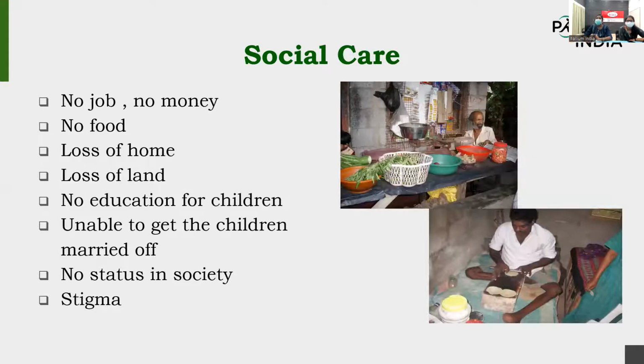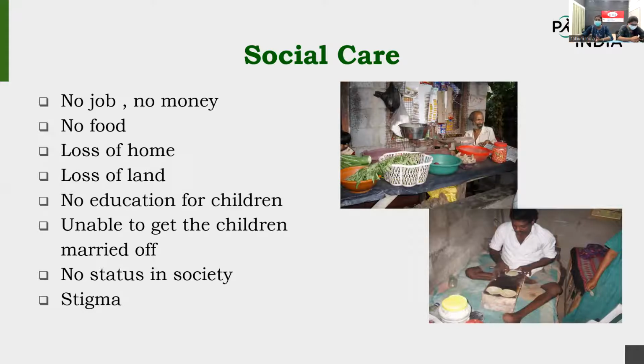is about the social care. In social care, just imagine the breadwinner of the family is diagnosed with cancer. After that, he can't go for a job. There is no job, which means there is no money, and even they have no food to eat. Then we know nowadays healthcare expenses are high, and for that they will spend all their savings.